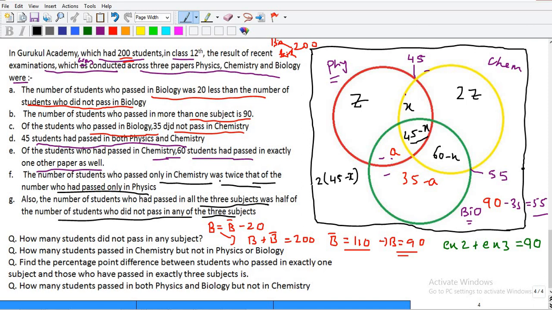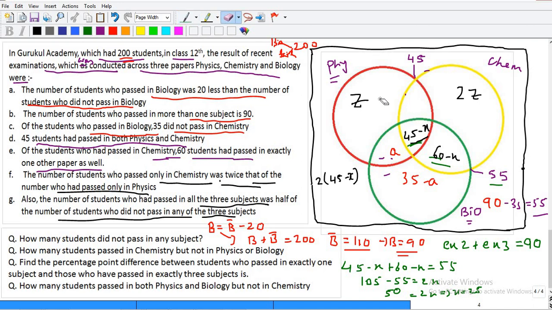Now I know that 45 minus x plus 60 minus x, that is this and this, their sum is given to me as 55. So I can say 45 minus x plus 60 minus x is equal to 55. From here I'll get 105 minus 55 is equal to 2x. So this gives me 50 is equal to 2x, which implies x is equal to 25. So in place of x now I'll put 25. I'll remove this x and write it here as 25.